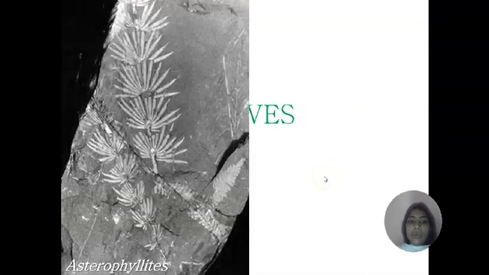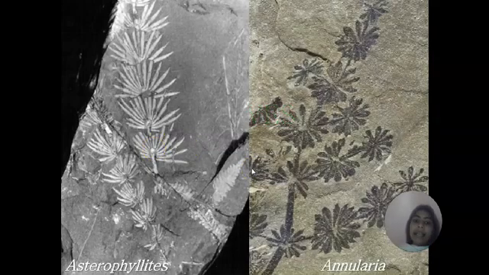In Calamites, two types of leaves were found. First is called asterophyllites, which is linear in shape, and the leaves are borne from the nodes as whorls. And the second type of leaves is called annularia, which is different in shape, that is spatulate, and they are also borne from the nodes as whorls.